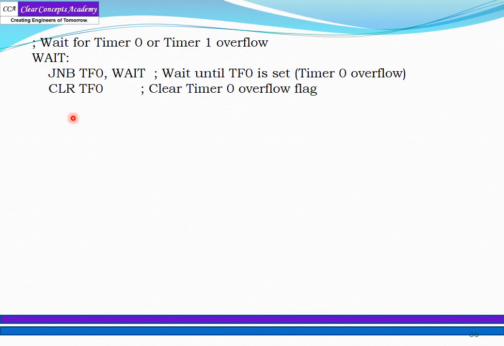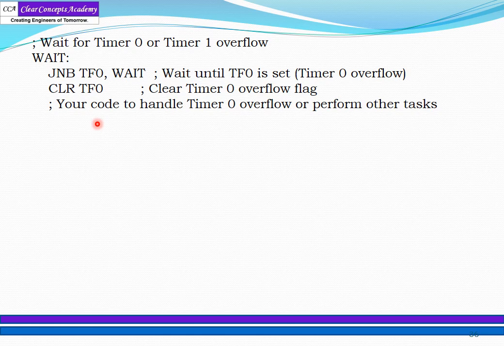When TF0 becomes 1, then it will clear TF0 to start the timer again. So this is a delay you are generating here by stopping here. And here you can write some code. Now this interrupt has occurred. This is one interrupt. You can write your code to handle timer 0 overflow or perform other tasks.